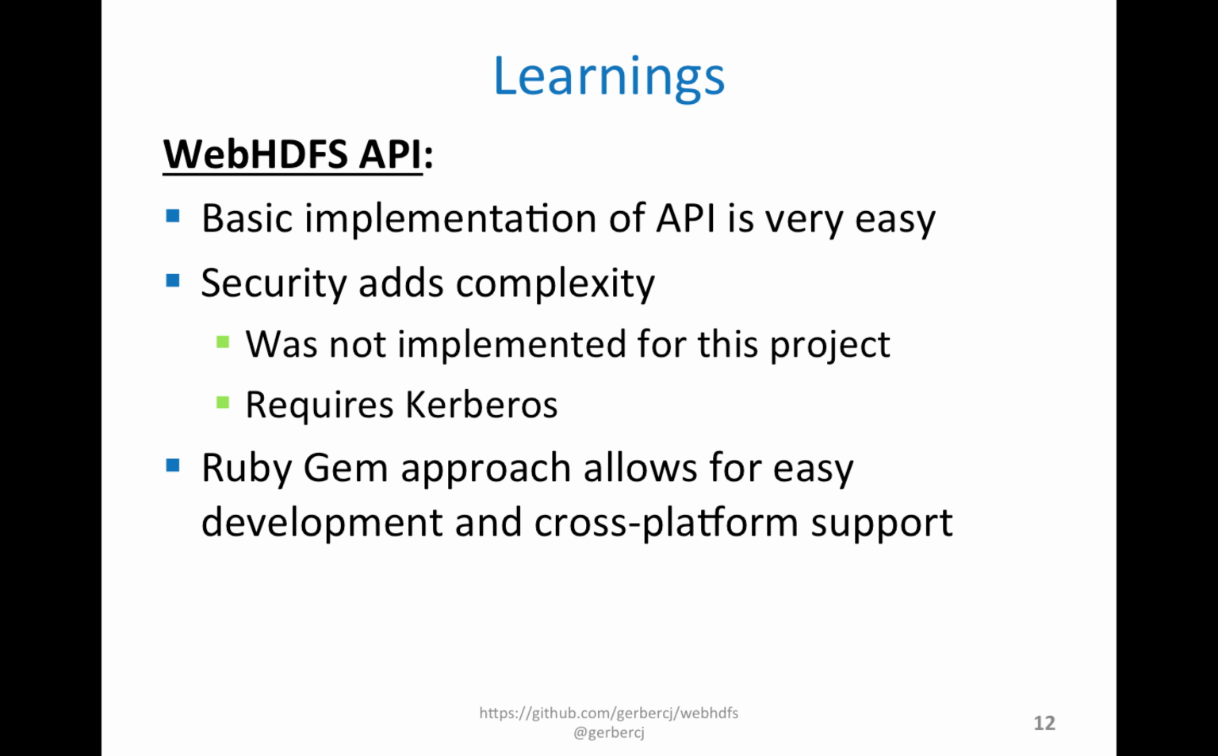So what did I learn as part of this whole process? First, I learned that the basic implementation of the API was actually very easy. Because it's a standard RESTful API, the approaches that I could take were similar to those I would take for any RESTful API. Second, I learned that security adds complexity, and therefore it was not implemented for this project. It would require that Kerberos be properly configured on the server, and that Kerberos configuration be turned on in the Hadoop configuration files as well.